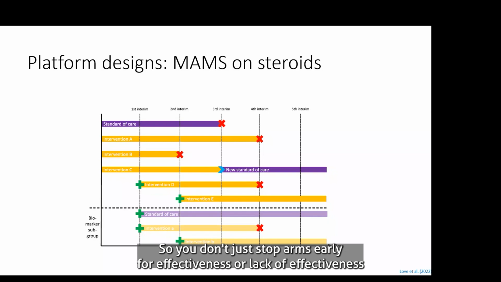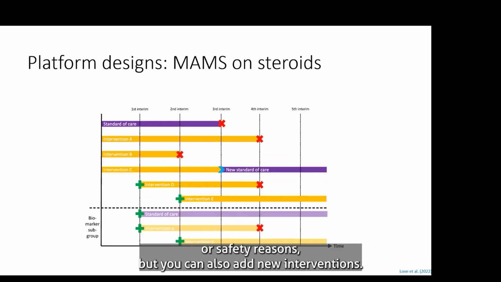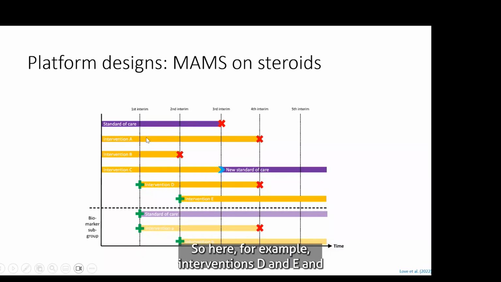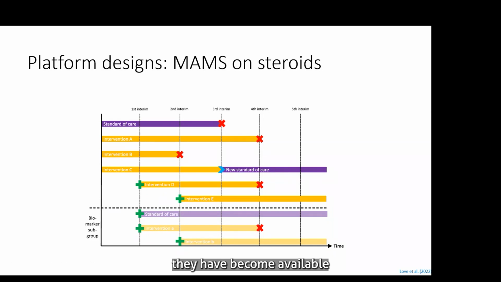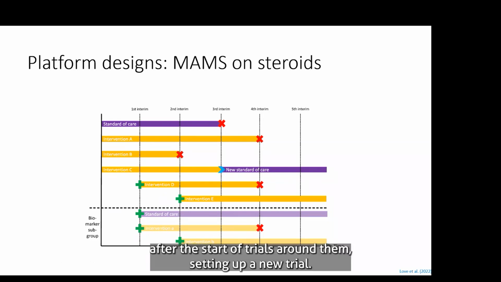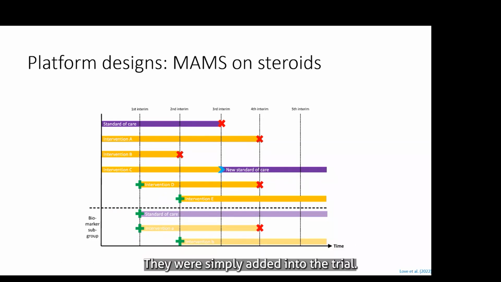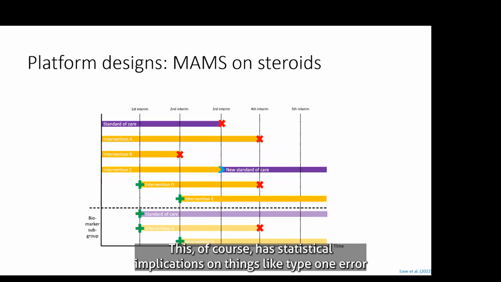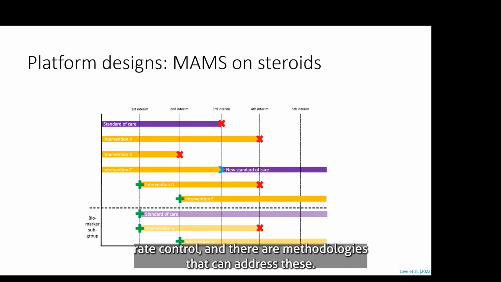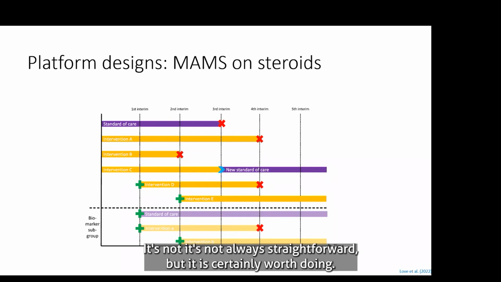So you don't just stop arms early for effectiveness or lack of effectiveness or safety reasons, but you can also add new interventions. So here, for example, interventions D and E, they have become available after the start of the trial. So rather than setting up a new trial, they were simply added into the trial. This, of course, has statistical implications on things like type 1 error rate control. And there are methodologies that can address these. It's not always straightforward, but it is certainly worth doing.